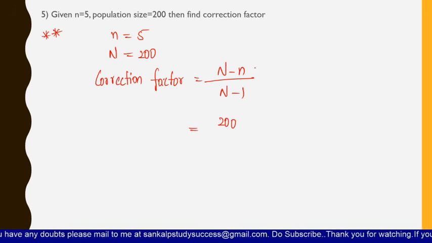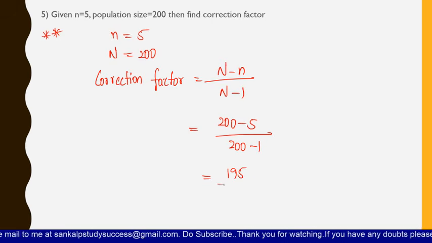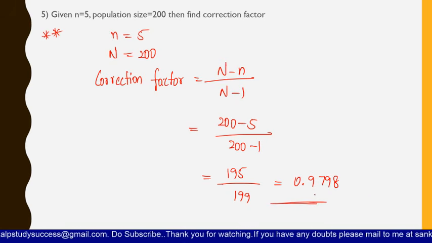So let us substitute all the values in the formula and we will get the answer. 200 minus 5 by 200 minus 1. 200 minus 5 is nothing but 195, right? 200 minus 1 is nothing but 199. So if you divide this, you will get 0.9798. So this is the value. So this is the correction factor. Here you have to remember each and every formula, and it is a very easy concept where you will apply the formula and just substitute the values in that.